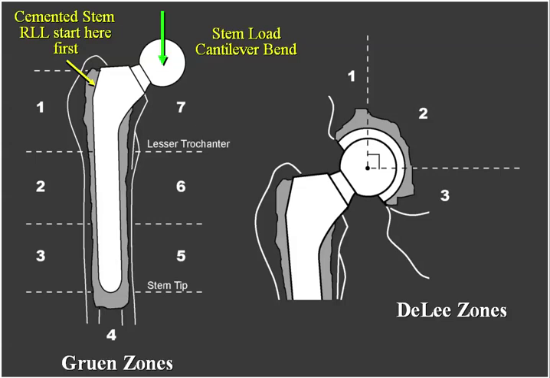Because you're going to cantilever bend, and if the stem's going to loosen first, you're going to see it in zone 1. Okay? The Lee and Charnley zones are 1, 2, and 3. You're going to usually see your radiolucent lines more in zone 3 because you're going to have shear and abduction pull-off, so you'll tend to see your radiolucent lines more inferiorly. Okay.